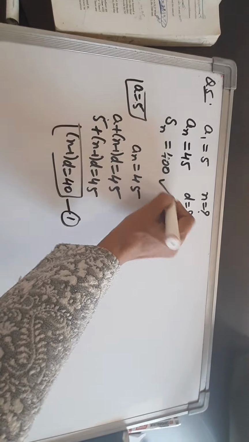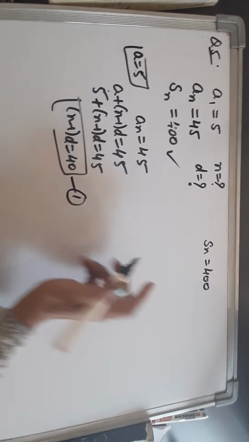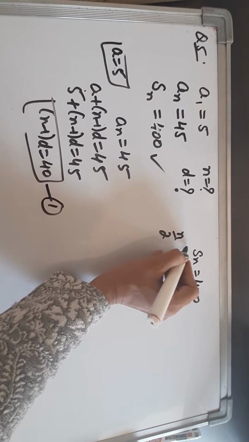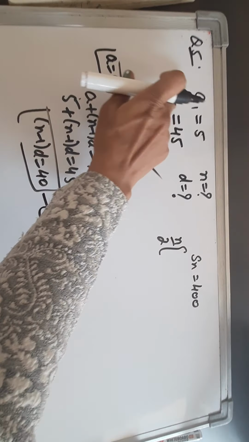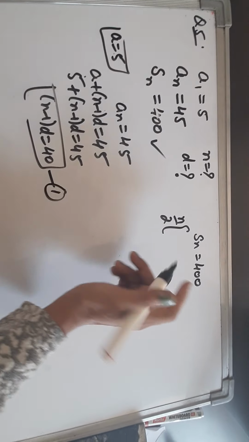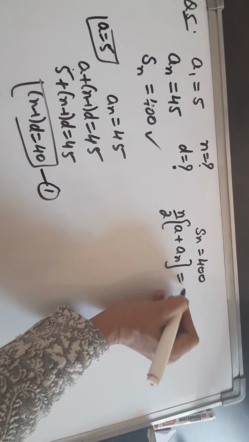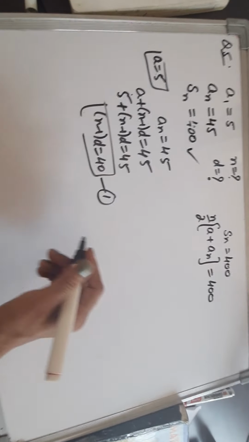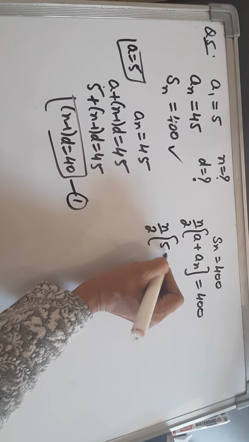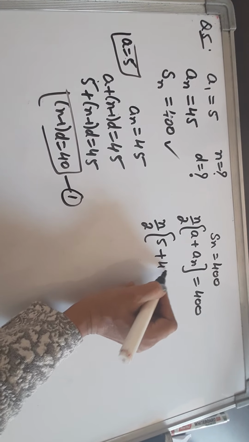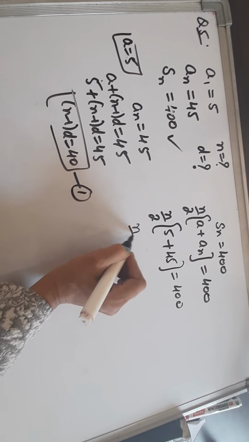Then start with the second given part. The second given part is the sum of n terms. In this we can use either of the formulas: n by 2 into 2a plus n minus 1 into d, and because the last term is also given, we can use the last term too: n by 2 into a plus last term is equal to 400. You can use either. So we will get n by 2, first term is 5 plus last term is 45. From here we'll get the value of n.